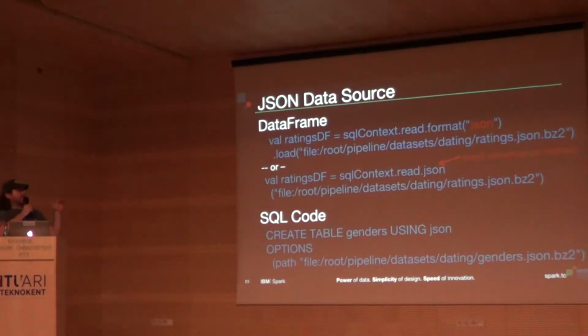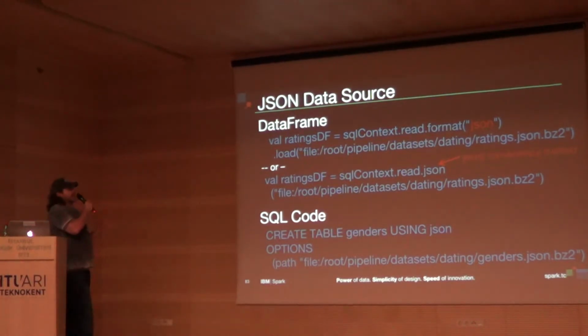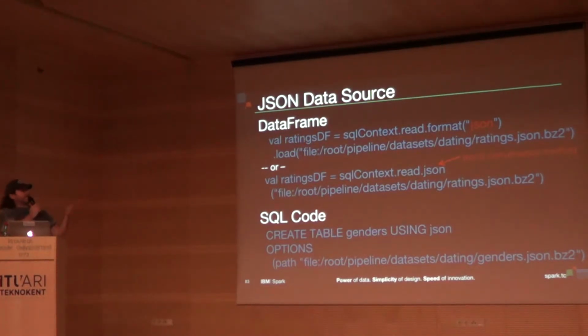So bzip is a splittable compression codec. It can actually chop data up, similar to LZF, where it can operate on chunks and merge things and split things. BZ2 does this as well. But gzip doesn't.